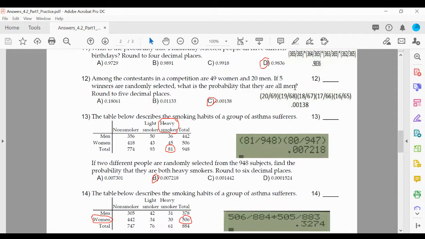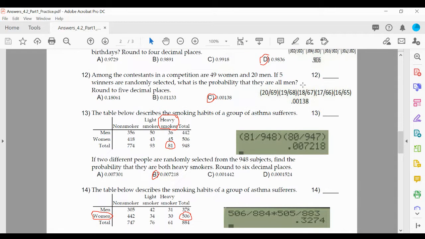Among the contestants in the competition, 49 are women, 20 are men. I think we did this in the PowerPoint. What he hasn't told you is that it's a total because it's favorable over total. There's 49 women, 20 men. There's obviously 69 total people. How many are men? 20 out of 69. If I pull one woman out, there's only 19 women out of a total of 68 total, then 18 out of a total of 67, 17 out of 66, and then 16 out of 65.